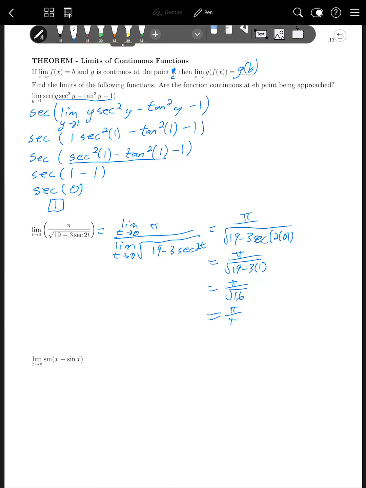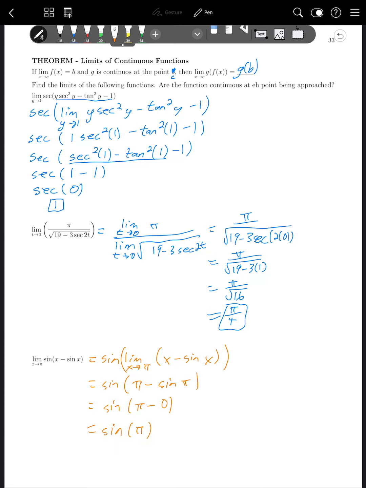pi over 4. Okay, and so the same idea would work for this last one. So if you want to pause the video for a moment and try this last one first, you can. But otherwise, we're just going to go through it right now. So this would be sine of the limit as x approaches pi of x minus sine x. So that's sine of pi minus sine of pi, which is sine of pi minus 0, which is sine of pi, which is 0. Okay, and so that's the idea.